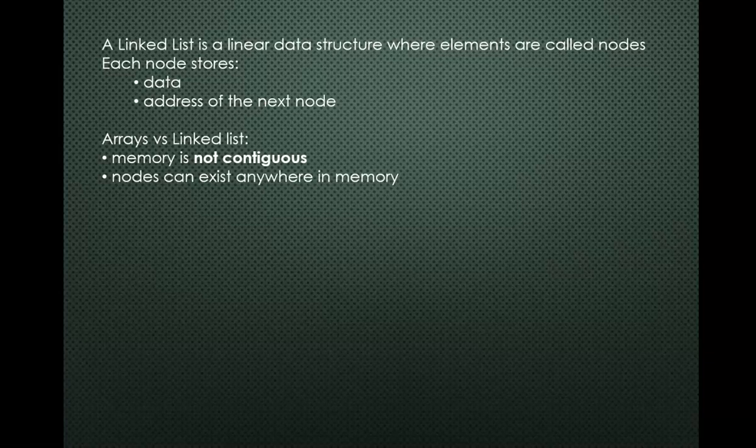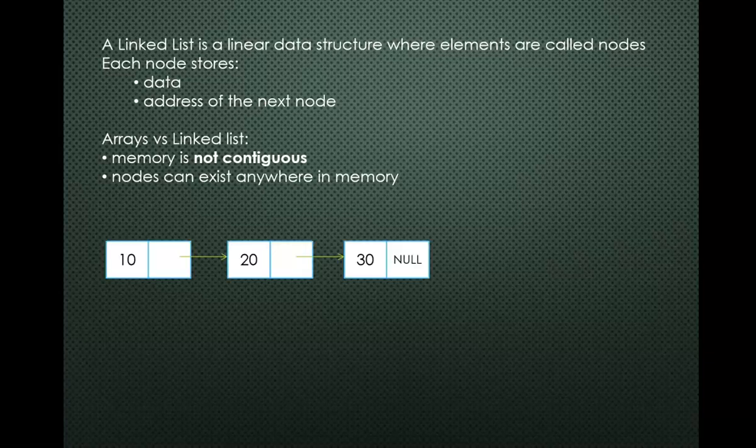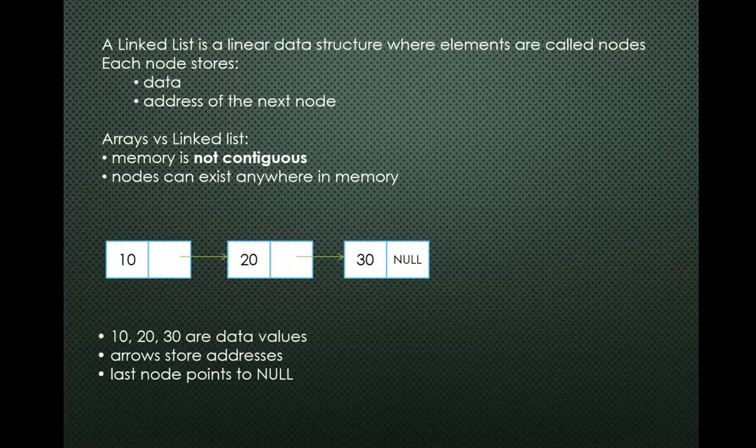Unlike arrays, linked list elements are not stored in contiguous memory locations. Nodes can be located anywhere in memory and are connected by means of a pointer. Look at this example. The nodes contain values 10, 20, and 30. The arrows represent the addresses connecting one node to the next. Note, the final node points to null, indicating that this is the end of the list.